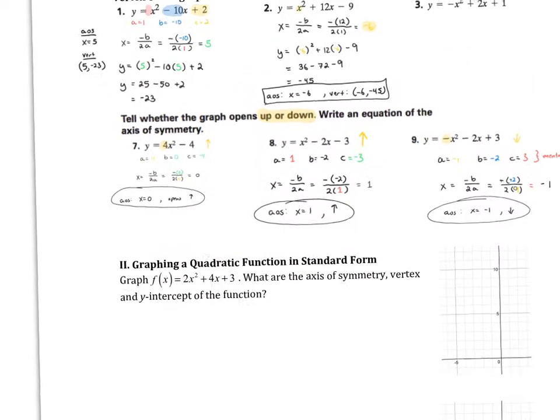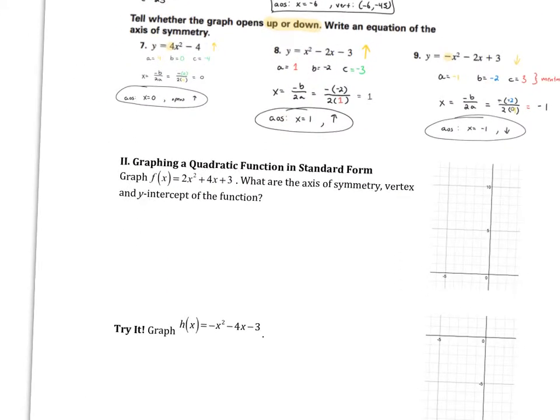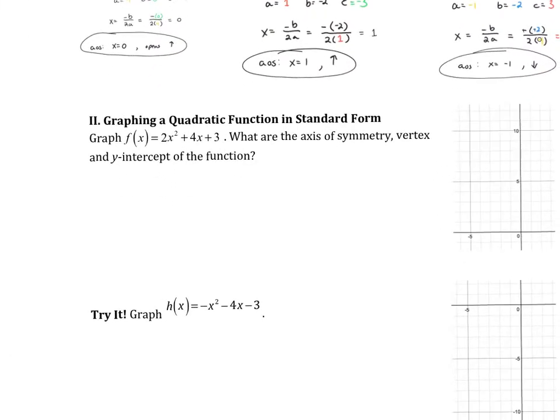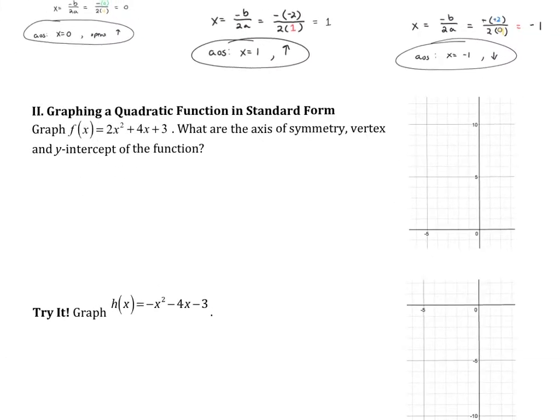All right. Now we're going to continue this journey, but we're going to upgrade and do everything that we did with the function vertex form, but now we're going to do it with standard form. So we're going to be graphing this function right here over on the graph. So let's see. F of x is 2x squared plus 4x plus 3.